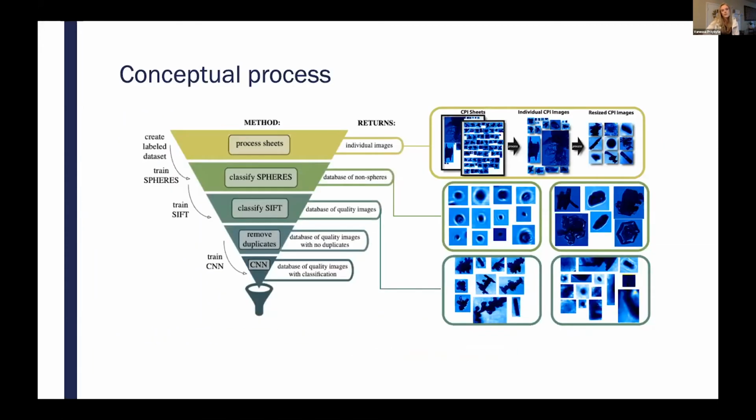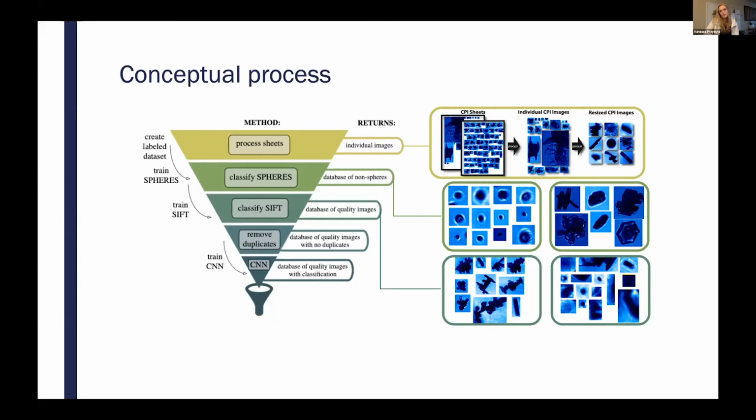So this is a conceptual overview of the hand-labeled and training data sets that needed to be created. So that included the spheres model, the SIFT model, and the convolutional neural network.